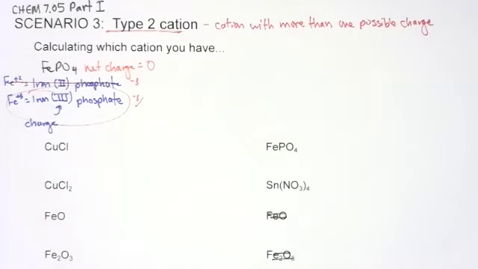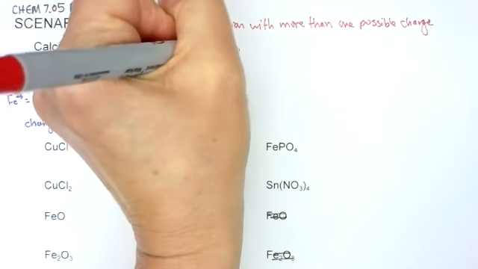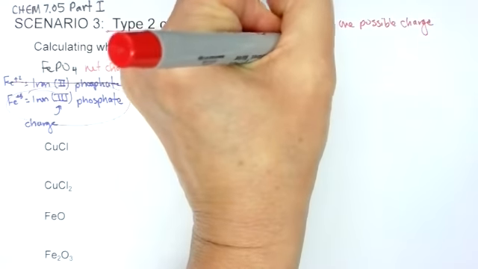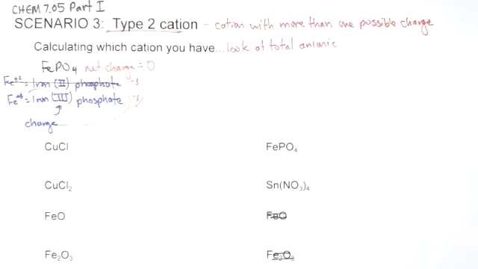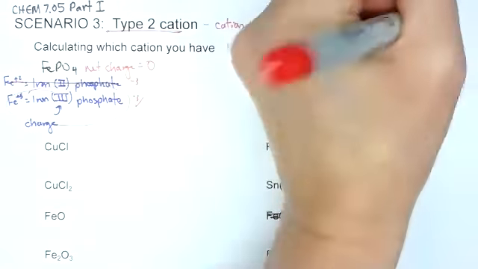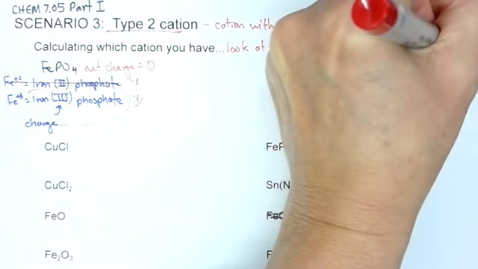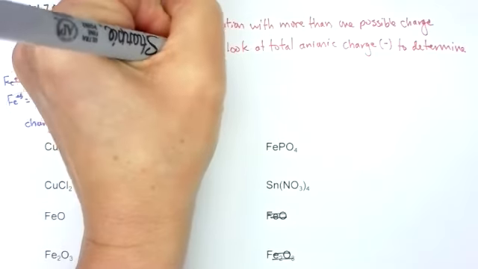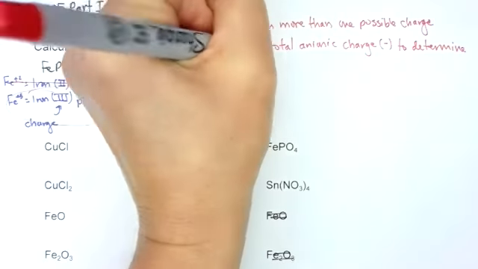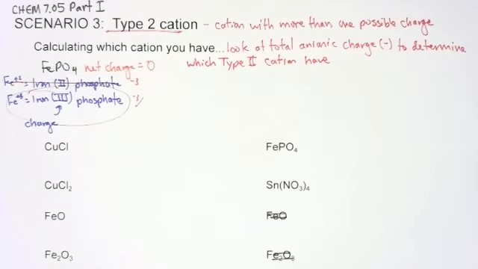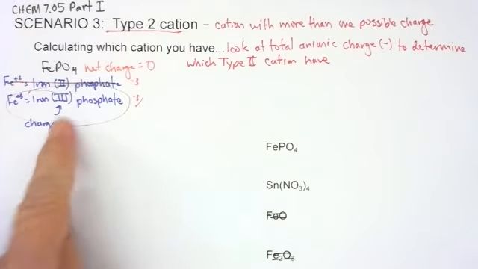But what we have to do here is look at the total anionic charge, which is the total negative charge, to determine which type 2 cation I have. All right, so we said that this is going to be iron 3 phosphate.